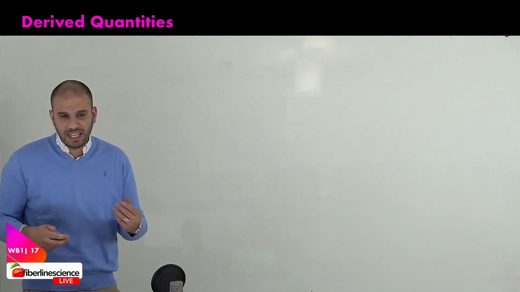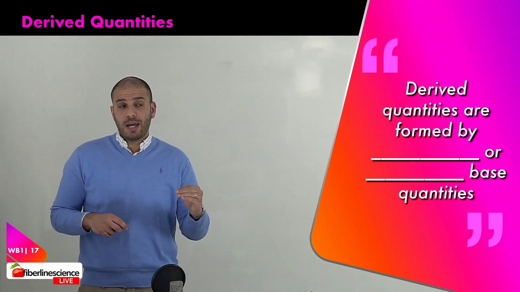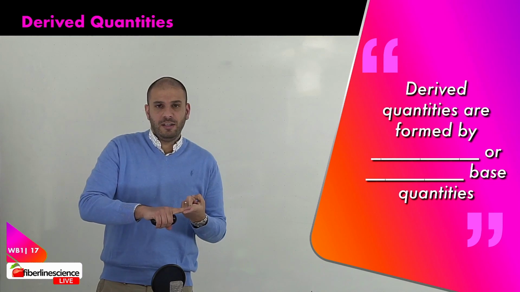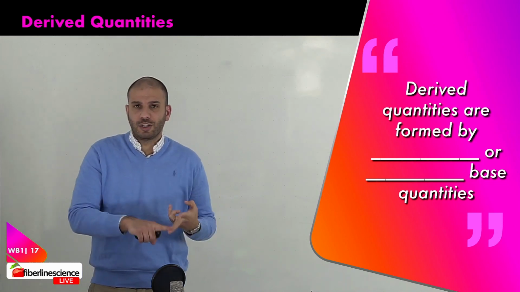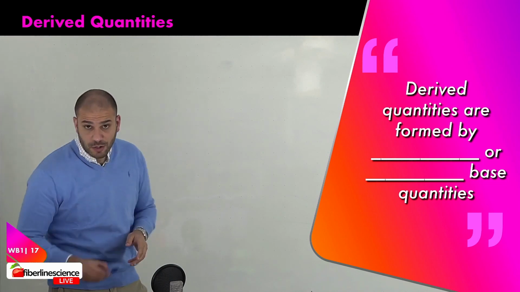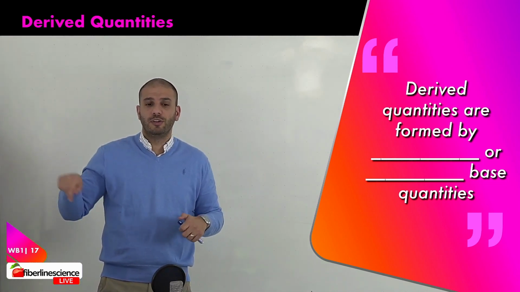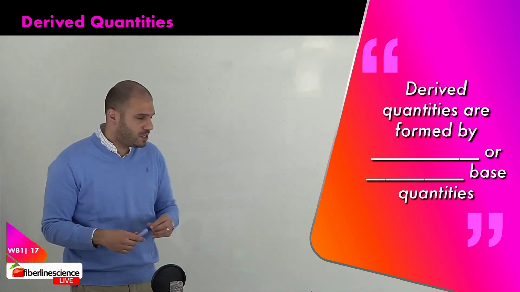Now, how we're going to build these up, we're going to discuss right now. So, derived quantities are formed by either multiplying or dividing base quantities. And let me explain this very quickly. May I remind you to be filling out those blanks that you see there. You've got them on your notes, okay? We're still on page 17 here.